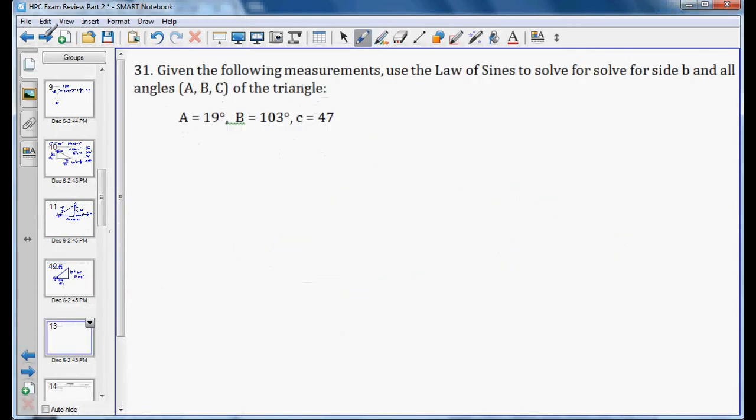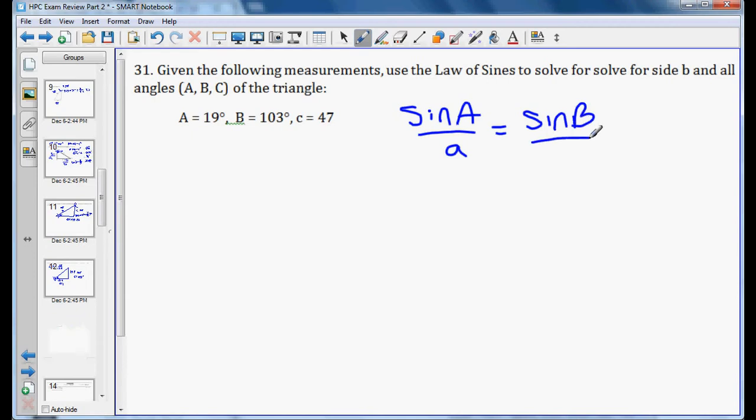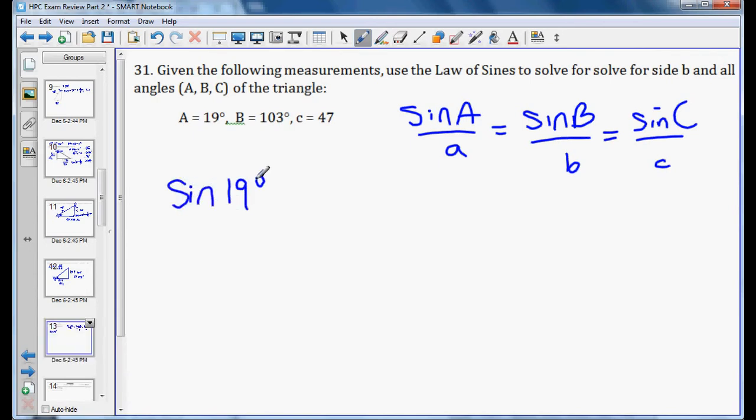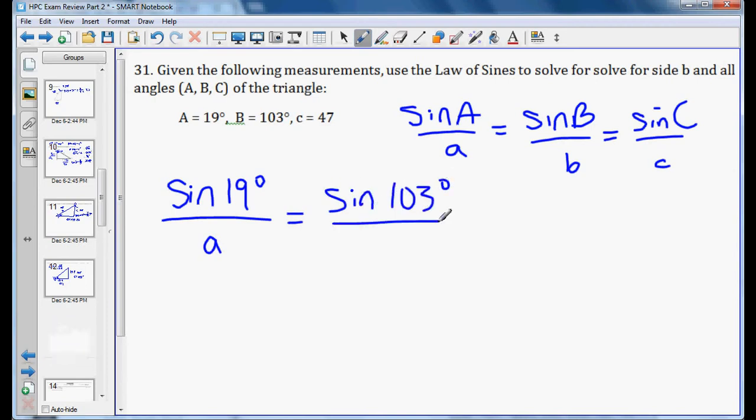So we can fill in what we have here. Sine of 19 degrees over, we don't know side A, equals sine of 103 degrees over, we don't know side B. Sine of angle C, and we actually can figure out what angle C is equal to because we know the three angles have to add up to 180. So if we just do 180 minus 19 minus 103, we get 58 degrees over side C, which we do know is 47.